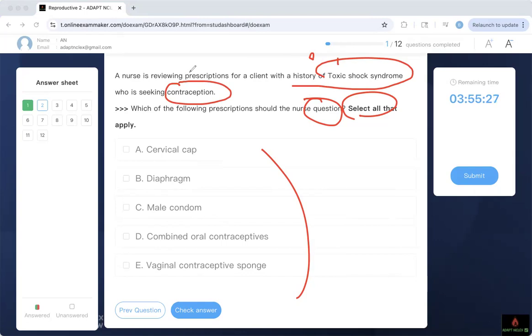The key is what? Anything you can leave in the vagina is going to cause sepsis. That's how you can find your answer. So write them down: toxic shock syndrome.